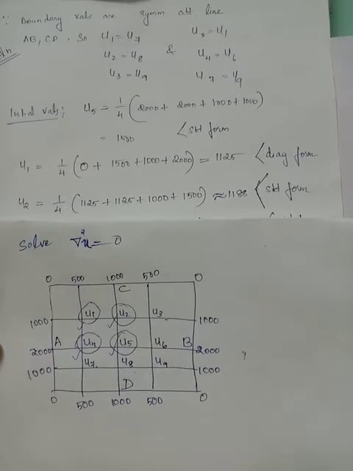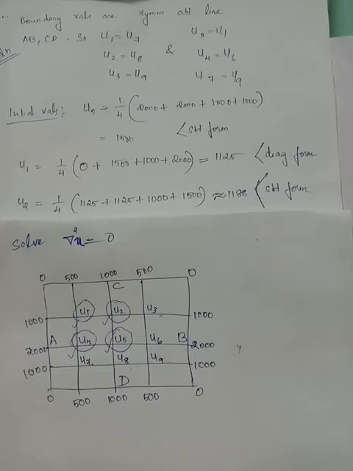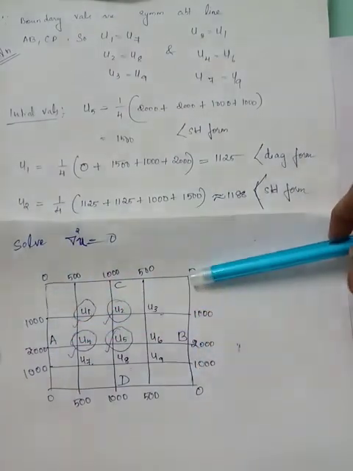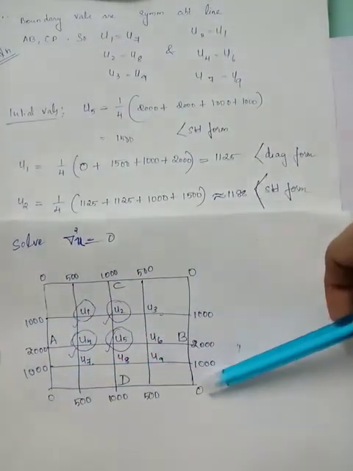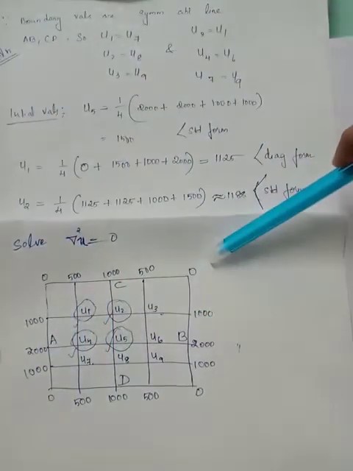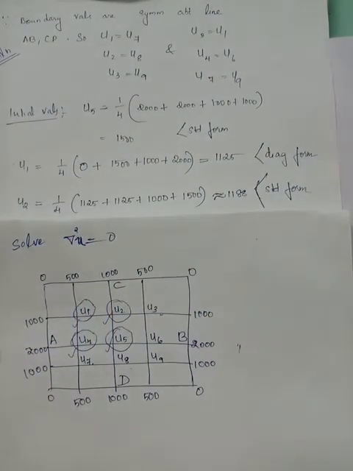In this question, you can see that there is a symmetry in the boundary condition, because if you consider AB as a mirror, this line becomes the mirror reflection of this line. If you consider CD as the mirror, this line is the mirror reflection of this line, because of the boundary values being the same when considered AB and CD as the mirror.